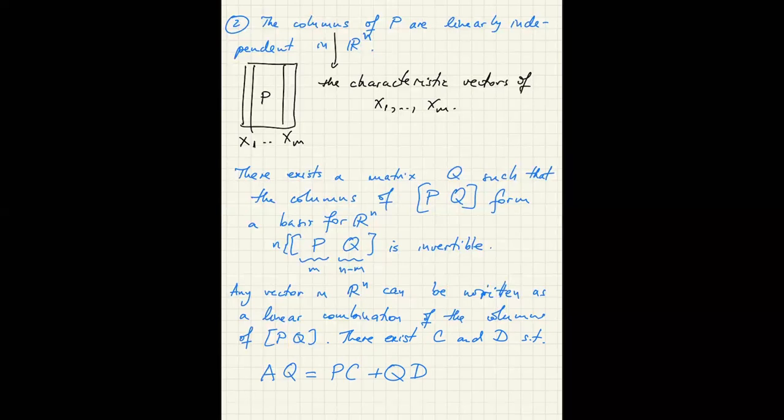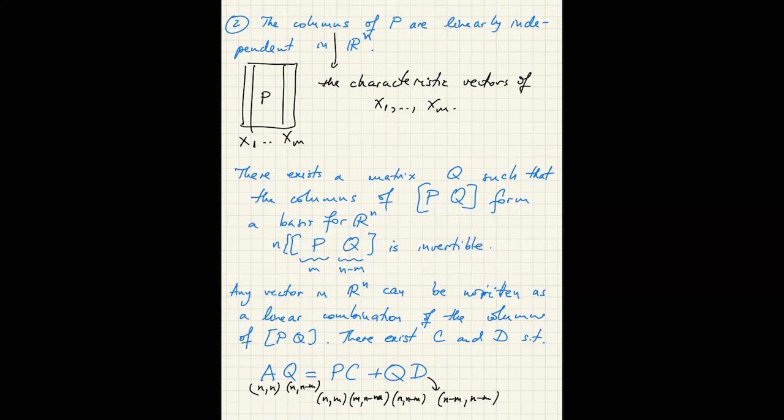So here A is n by n. Q is what? It's n times n minus m. P is what? P is n and m. So Q should be m and n minus m. And Q is n and n minus m. So Q is, I think, maybe square n minus m. Something like that. Okay.